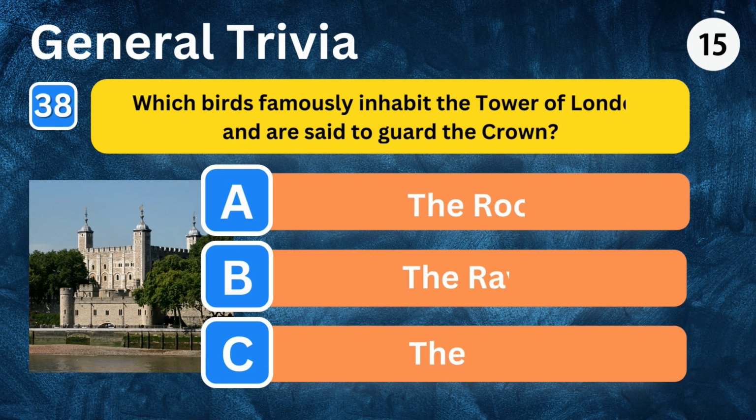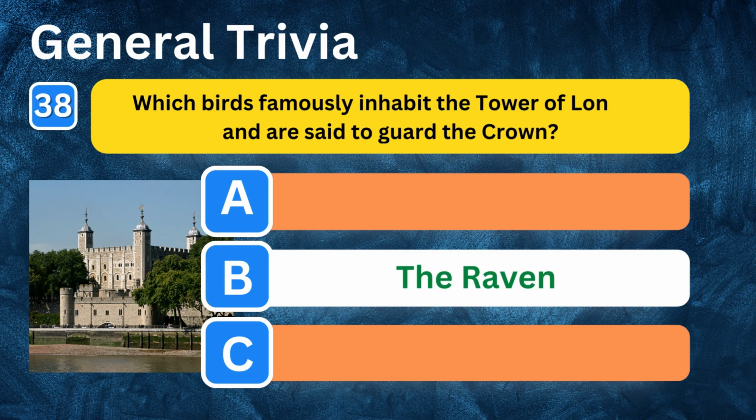Question 38. Which birds famously inhabit the Tower of London and are said to guard the crown? Is it the rook, the raven, or the crow? And the answer is the raven.